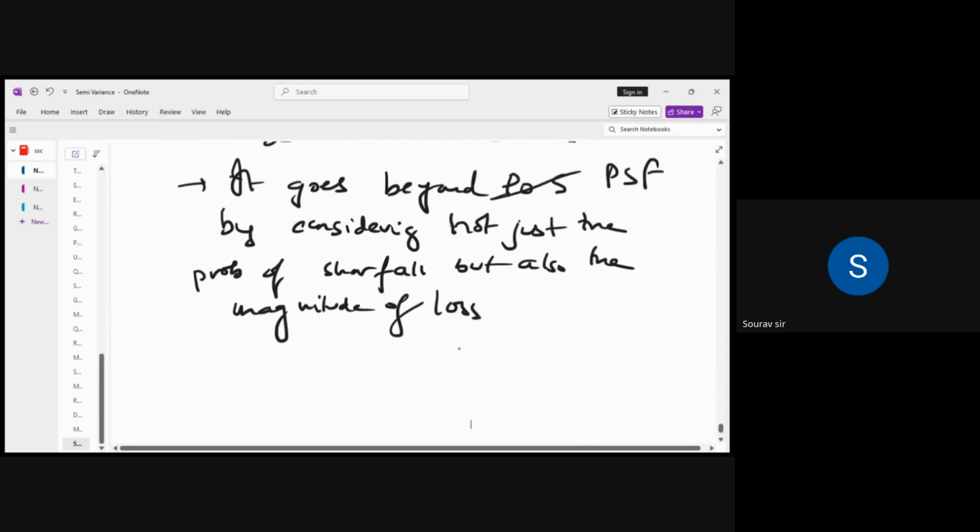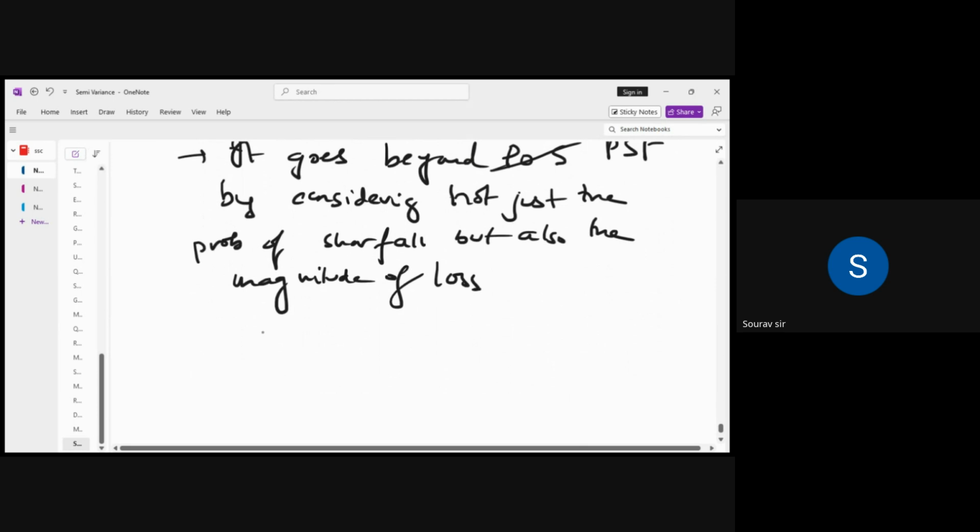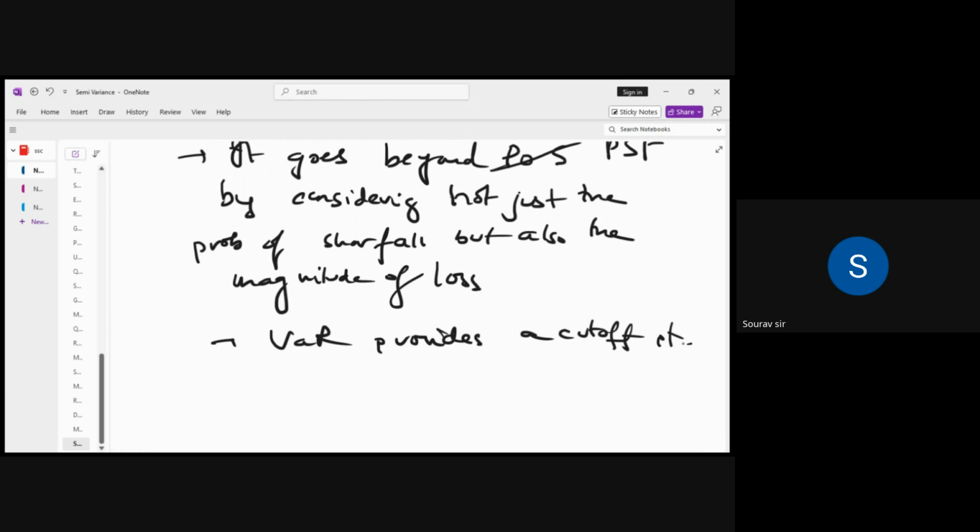Unlike VaR, which only provides a cutoff point, expected shortfall gives an average expected loss. This applies for both continuous and discrete distributions.